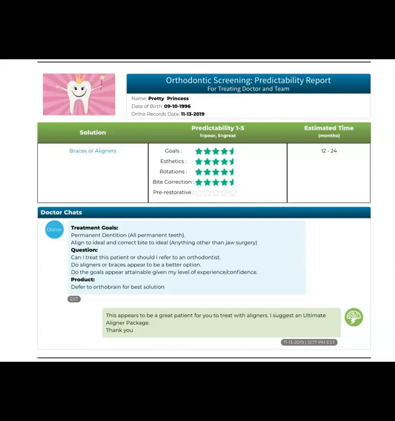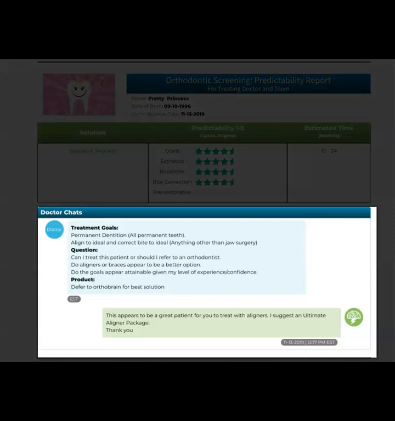We also estimate the treatment time for dentists to share with the patient. This is a summary of the communications that have taken place between the submitting dental office and Orthobrain, the blue being messages sent by the dental office and the green being the response provided by Orthobrain.